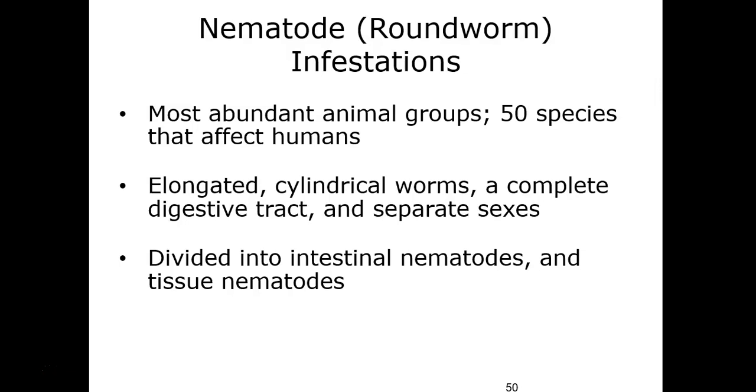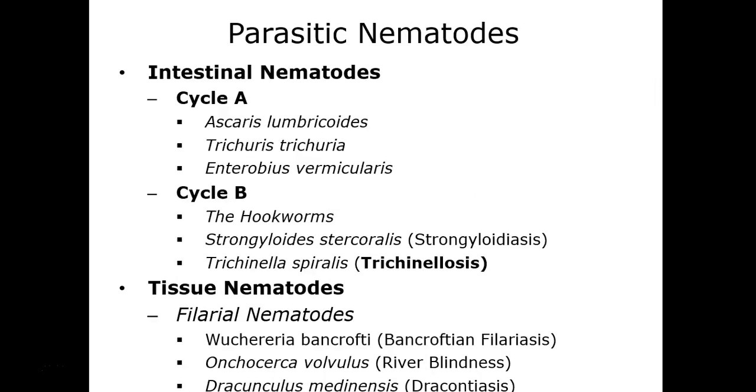They have this cylindrical body shape to them. They do have a complete digestive tract, and they carry separate sexes. So each worm is either a male or a female. And these are divided either into tissue or intestinal roundworm diseases. So we have two big groups that we're going to talk about and some of the representative organisms.